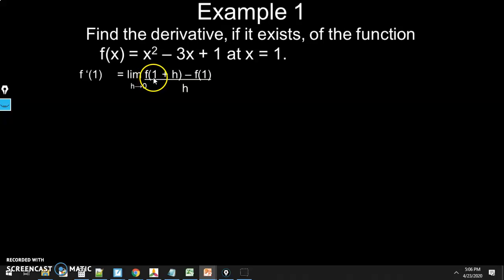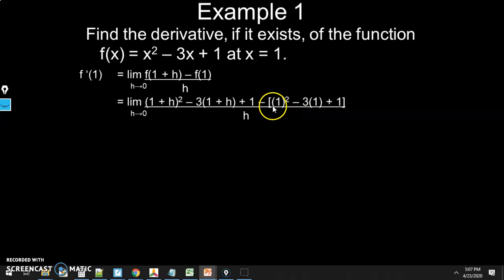Okay, so we are evaluating our function. We're plugging in 1 plus h in place of x. In fact, we're plugging it in place of both x's, and you want to use parentheses to plug it in. Then you're subtracting f of 1, which is plugging in 1 in place of the x. So it looks like this big, long thing, okay? Because you're substituting 1 plus h in place of both of these x's. And as you can see here, we're using parentheses, so we will be distributing here.